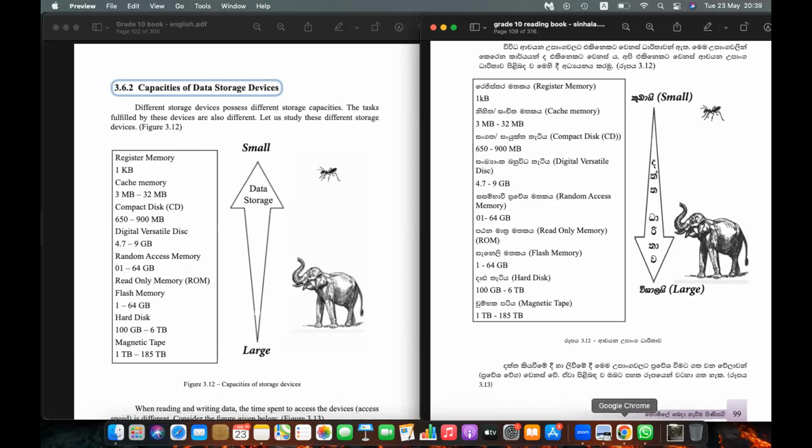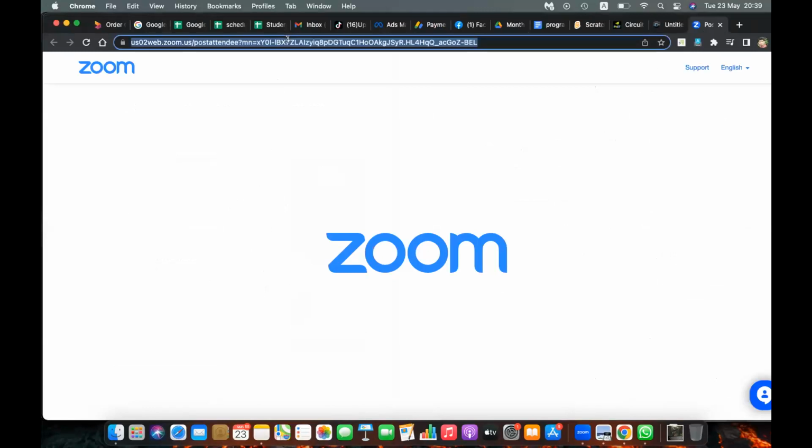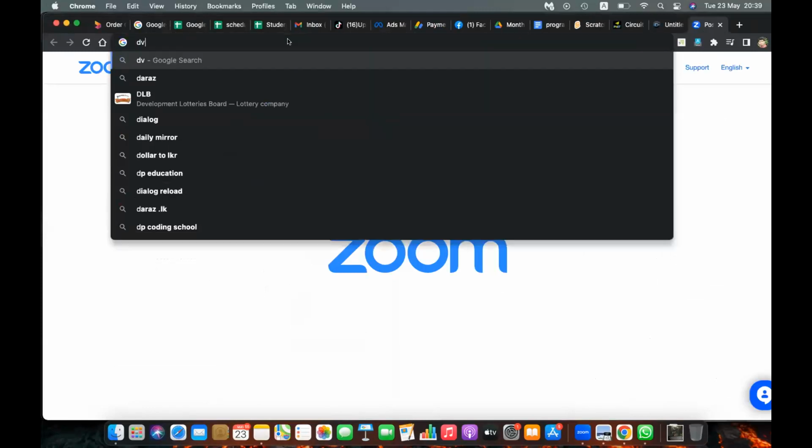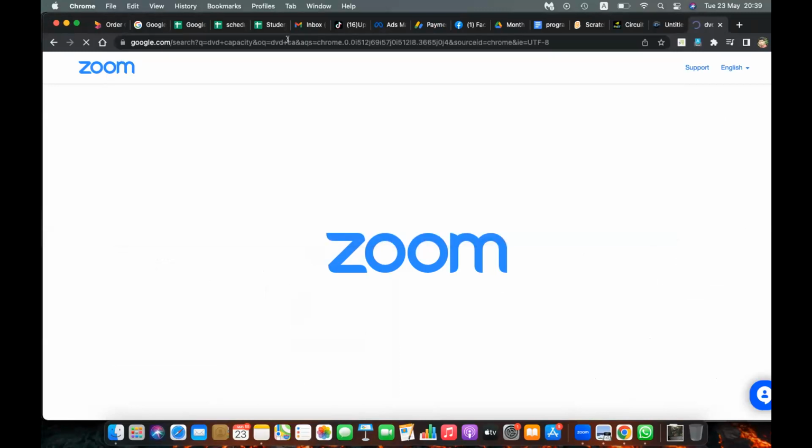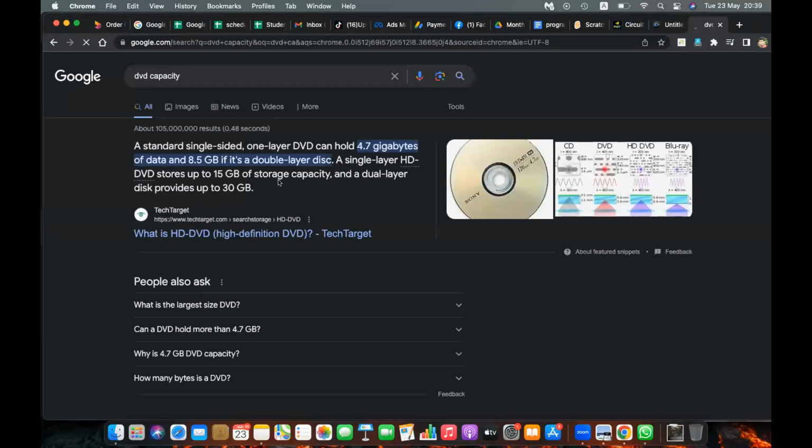Single layer, double side, double layer single side, double layer double side. DVD capacity can now go up to around 30GB. If you take DVD capacity, it ranges from here 4.7 gigabyte, here double layer it's 8.5, single layer HD 15GB, and here dual layer disk provides 30GB. It can even go up to 30GB.